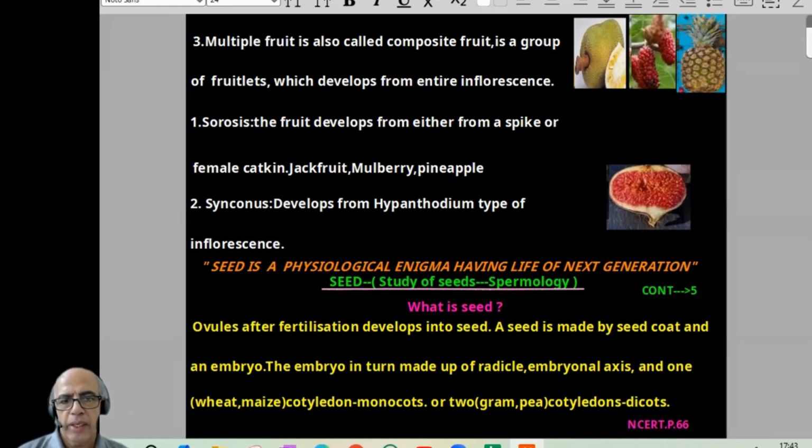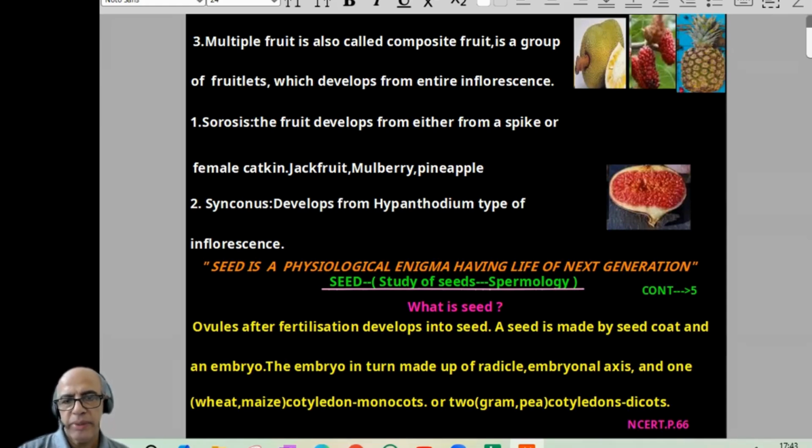And two categories can be formed. One is called sorosis. The fruit develops from either a spike or a female catkin. That is sorosis. Typical examples are jackfruit, mulberry, pineapple. Another form is called syconus, which develops from the hypanthodium type of inflorescence. Typical example is fig. I think both are clear.